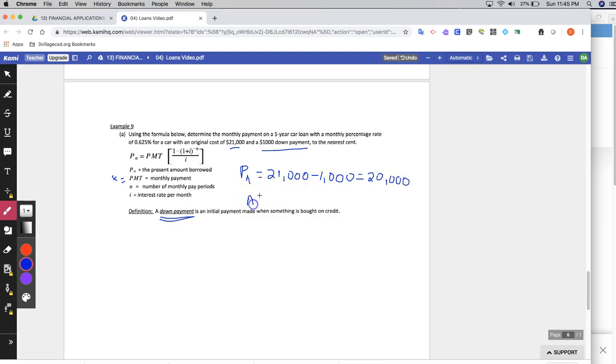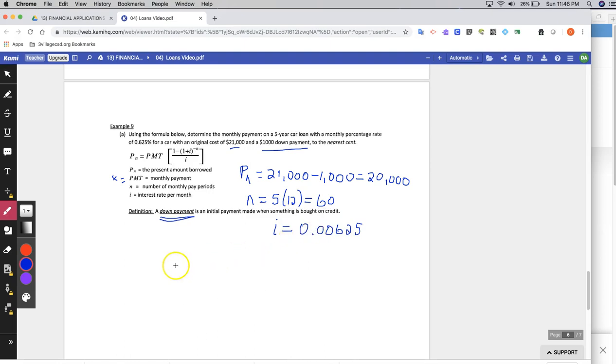And then our N again is our total number of monthly pay periods. This is a 5-year car loan and 12 months a year, so 5 times 12 gives us 60. And then lastly, we need to know the interest rate per month. If you notice in this problem, unlike problem number 5, they gave us the interest rate as a monthly interest rate, right? So we don't have to make any adjustments. We just have to convert the 0.625% into a decimal, and that would be 0.00625.